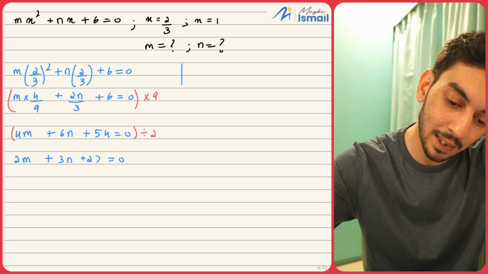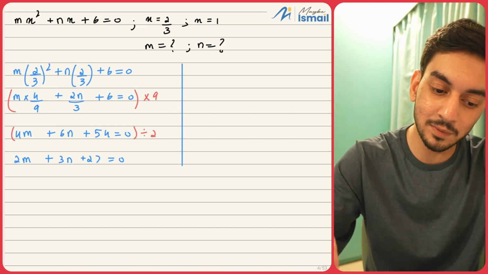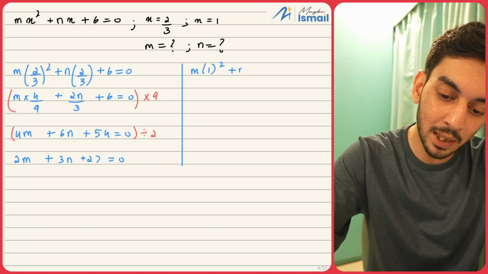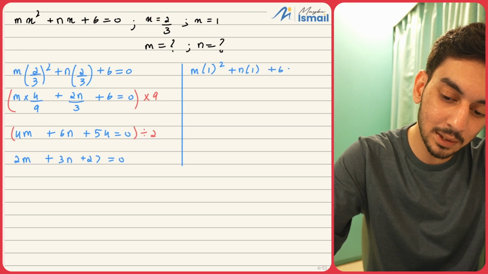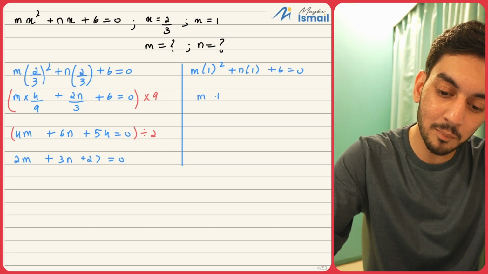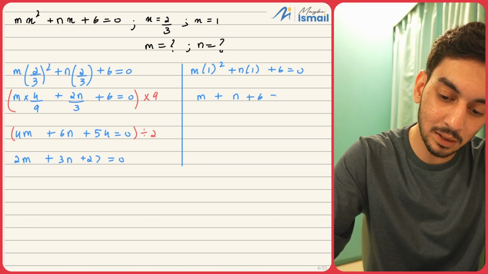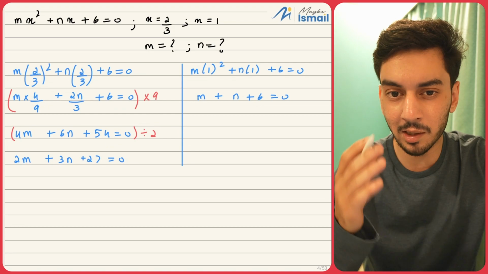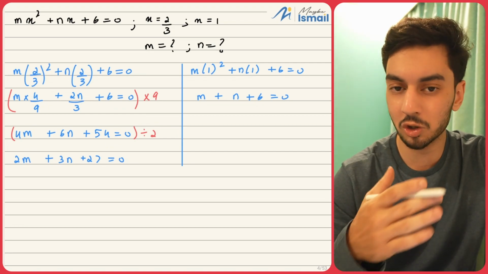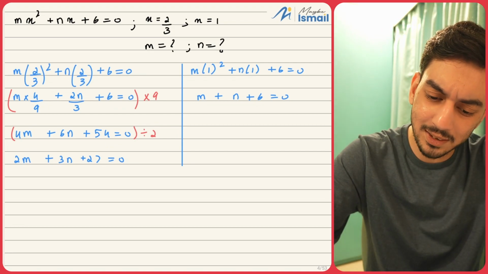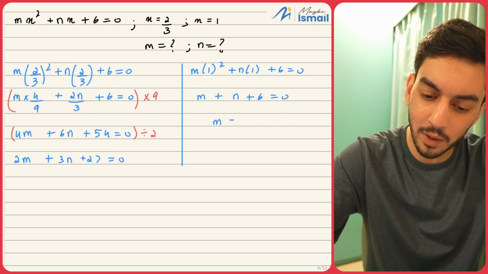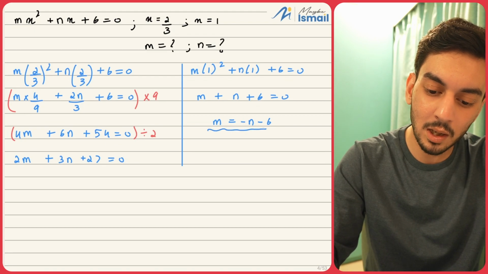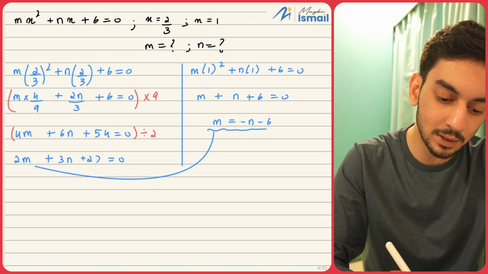Now I'll do the same exact thing for the other value of x, which is given to me as 1. So it becomes m times 1 square plus n times 1 plus 6 is equal to 0. So this becomes m plus n plus 6 is equal to 0. Now these are two linear equations. Now I have the choice to solve it either by substitution or elimination or cross multiplication or whatever method I know. I'll just prefer the simple substitution method. So m could be written as negative n minus 6. Take this value of m and plug it in over here into this equation.